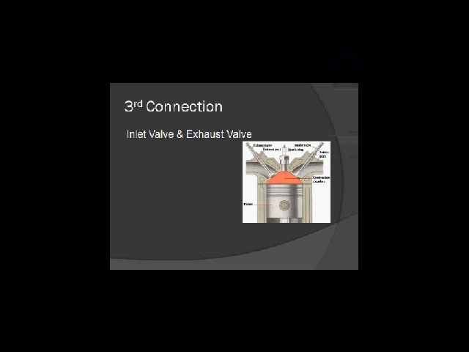The third connection is inlet valve and exhaust valve. This picture is showing where the mouse is. This is the inlet valve, or the intake valve, and this is the exhaust valve. The spark plug is located in the center, and this big chunk here is the piston.